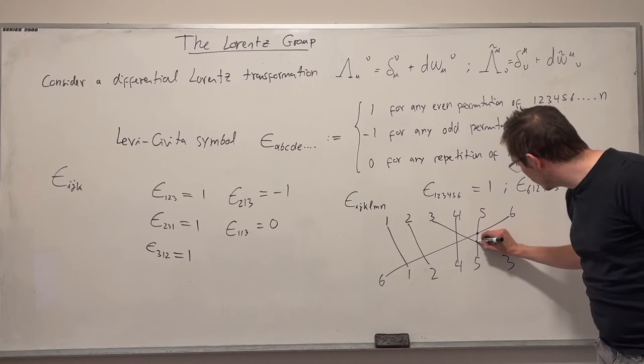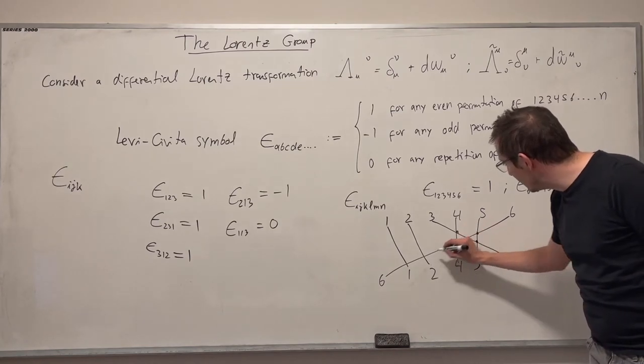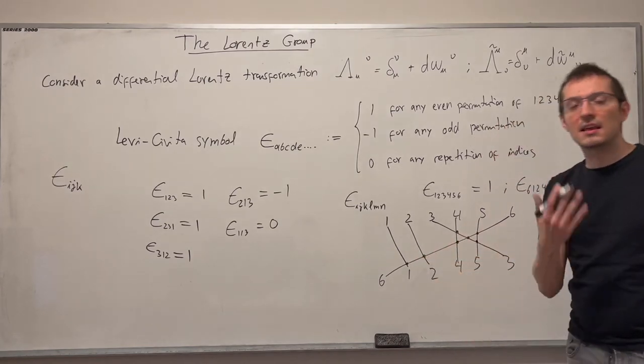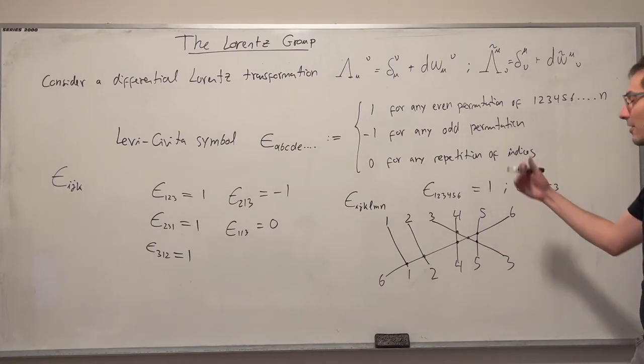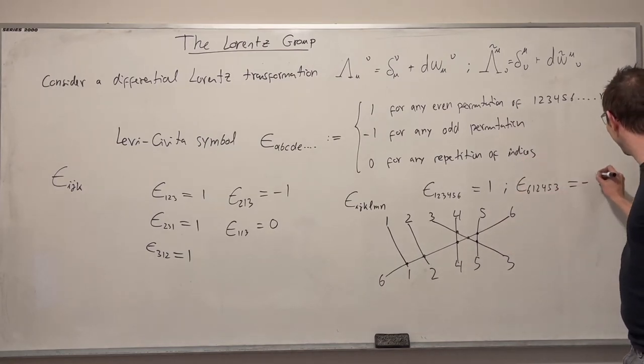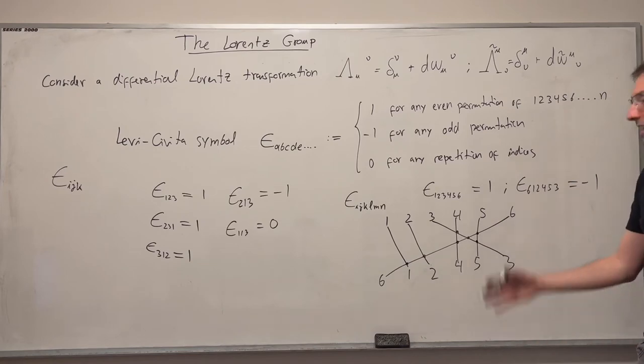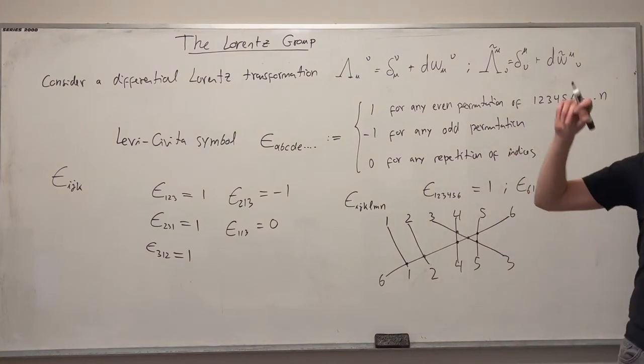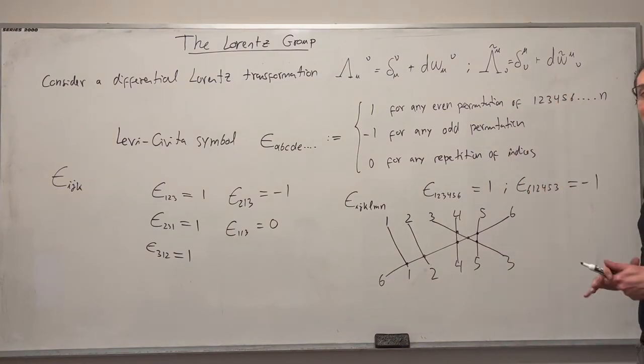1, 2, 3, 4, 5, 6, 7. 7 crossings. It's an odd number, and therefore, this is minus 1. So if you count the number of crossings, then you get the odd or even nature of the permutation. That's a trick. All right.